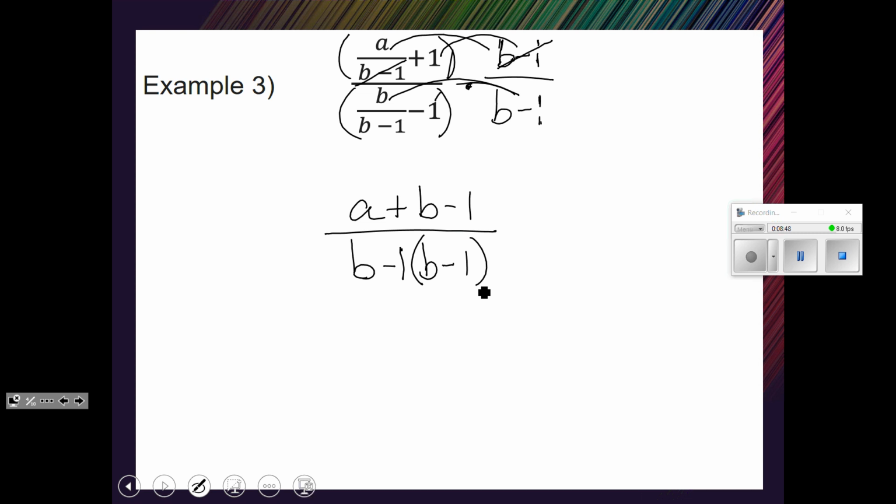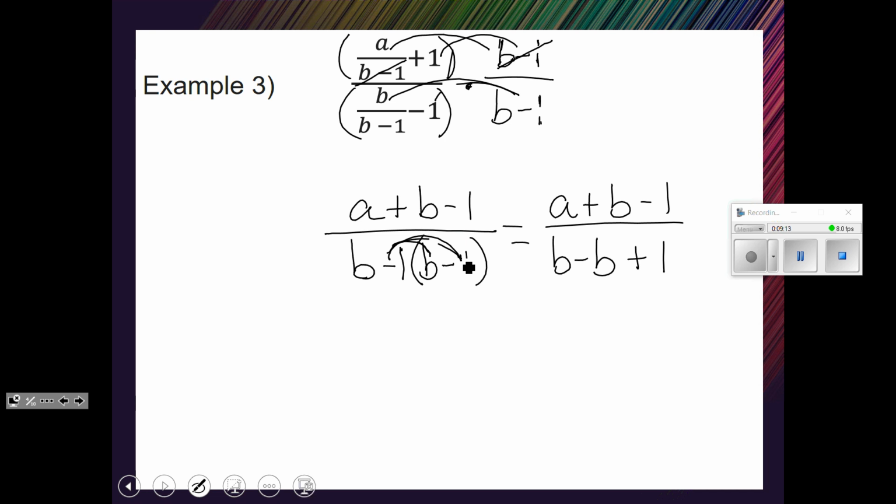You have to be careful. You can't just put minus b minus 1. It's because it's really negative 1, and that negative 1 has to distribute to both. And so that's going to change your sign. So I'm going to have a plus b minus 1, and you can't add those. They're not like terms. And then here I'm going to have b minus b plus 1, because a negative times a negative is a positive.